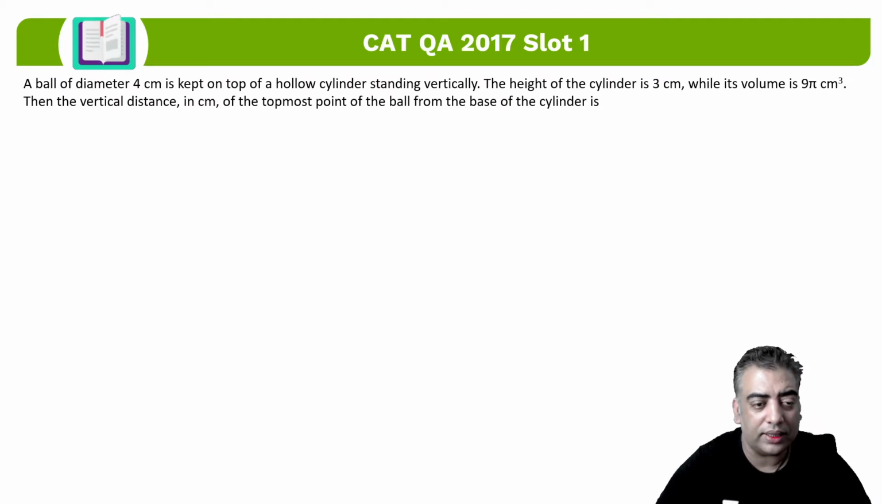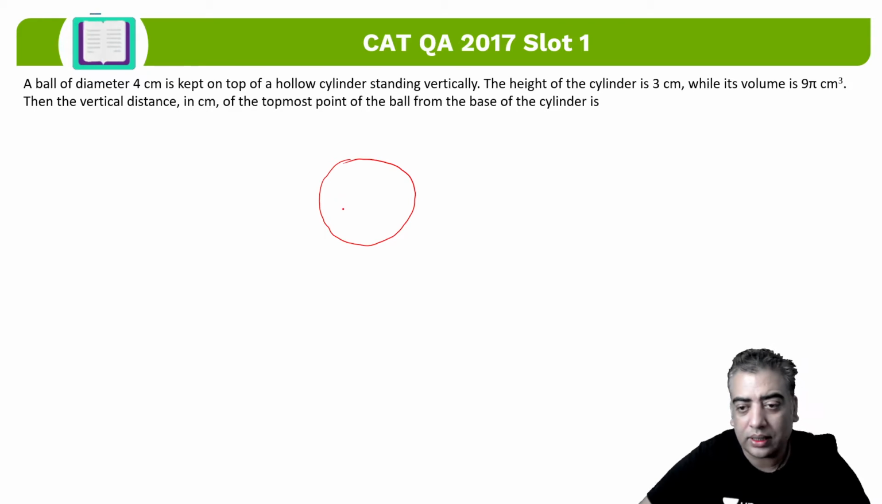In the second question, it says a ball of diameter 4 centimeter is kept on the top of a hollow cylinder standing vertically. The height of the cylinder is 3 centimeter while its volume is 9 pi. Then the vertical distance in centimeter of the topmost point of the ball from the base of the cylinder is.